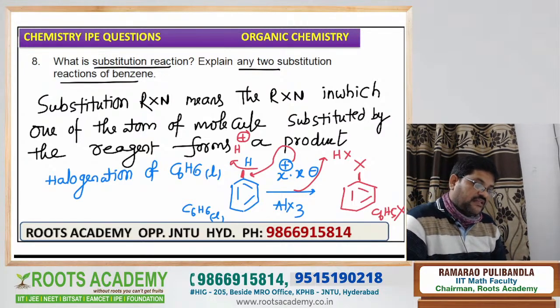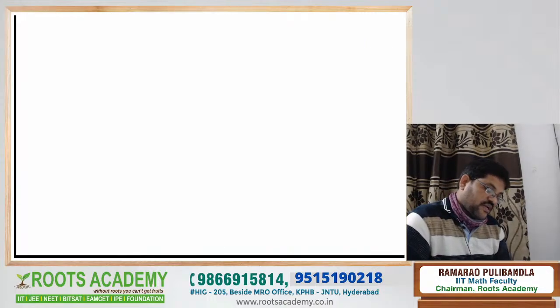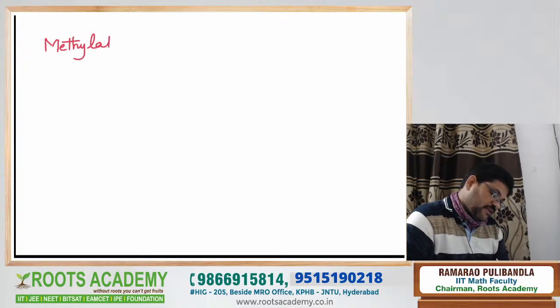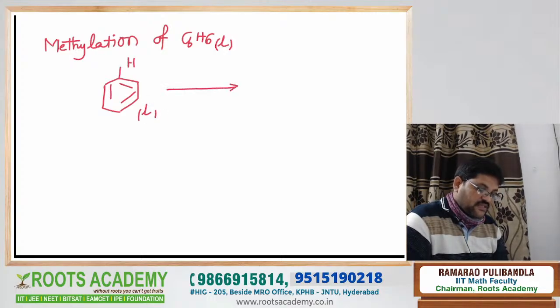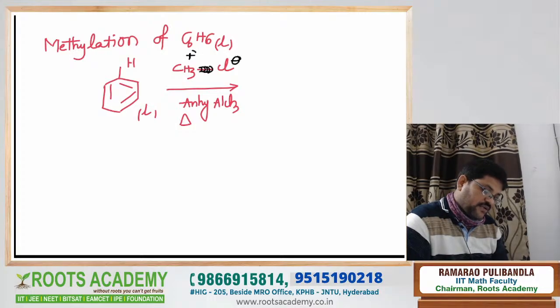And write the second substitution reaction. The second substitution reaction we take is methylation of benzene. Regarding the methylation of benzene, say for example, benzene, formula C6H6, is a liquid. To this benzene liquid we add methyl chloride. The catalyst used is anhydrous AlCl3, just on heating. Now what happens? The bond moves towards the chlorine side, chlorine gets a negative charge, and you get CH3 plus.